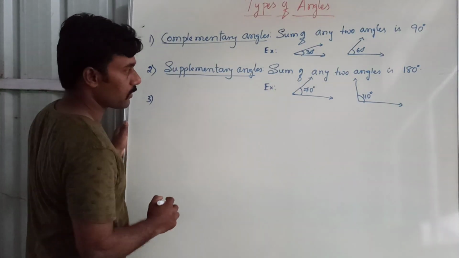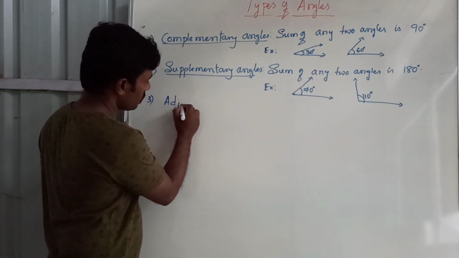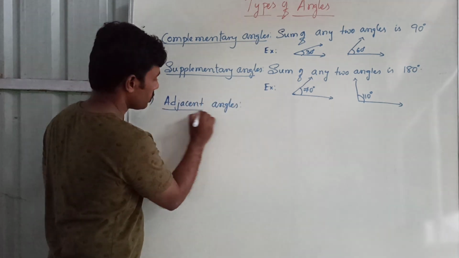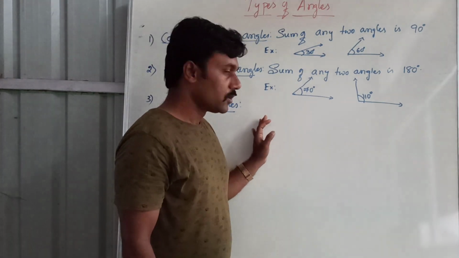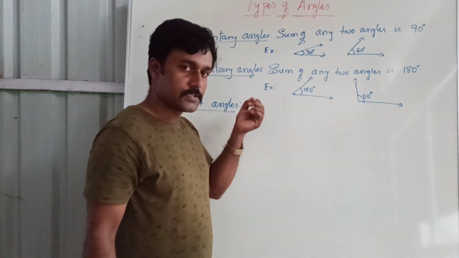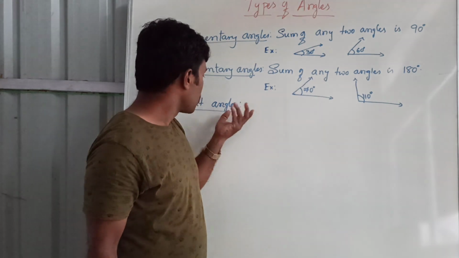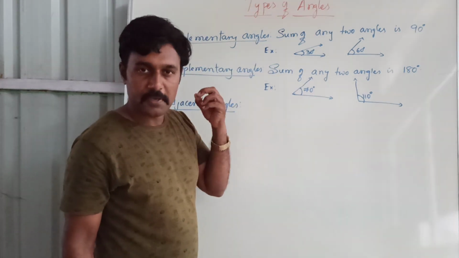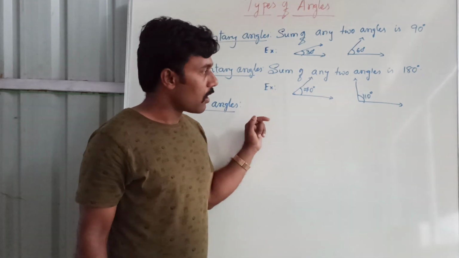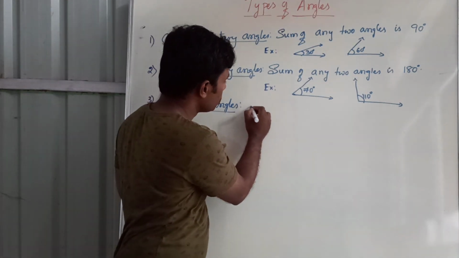The third type of angle, that is adjacent angles. If any two angles have a common vertex and common arc, they are called adjacent angles. A pair of angles that have common vertex and common arc are called adjacent angles.